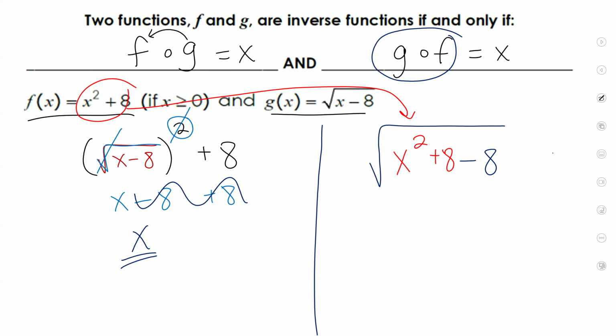Guys, what's 8 minus 8? 0, so that's gone. And doesn't a square root cancel out with the squared? I'm left with x. Since I got x when I did both compositions, that means f and g are inverses of each other. They're inverses.